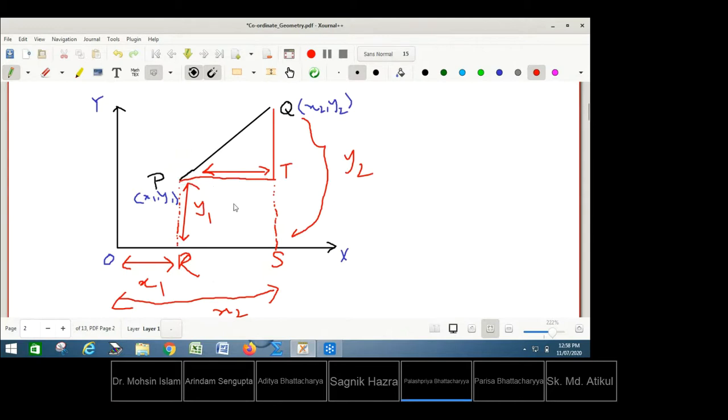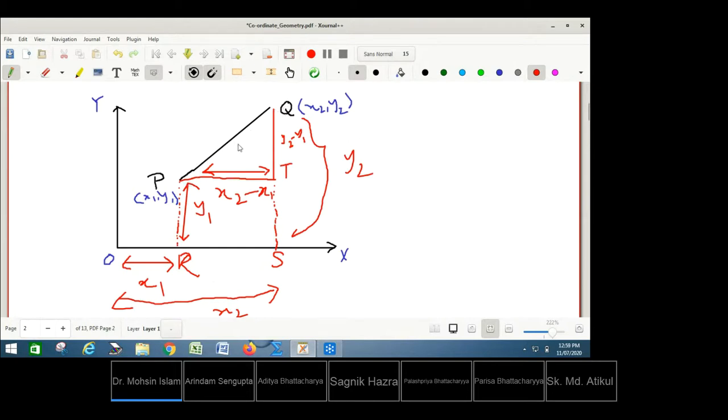What is PT? PT is x2 minus x1, right? Because it is the difference. And similarly, QT is y2 minus y1. So that is the calculation from the diagram only. Your PT is x2 minus x1 and QT is y2 minus y1.